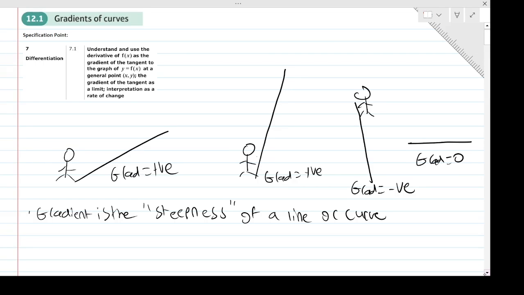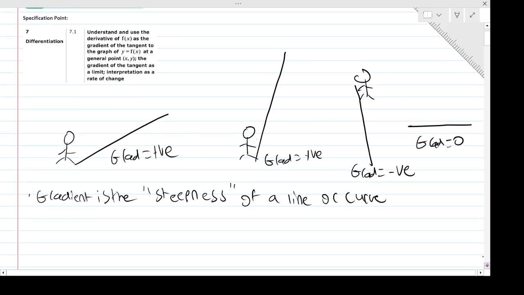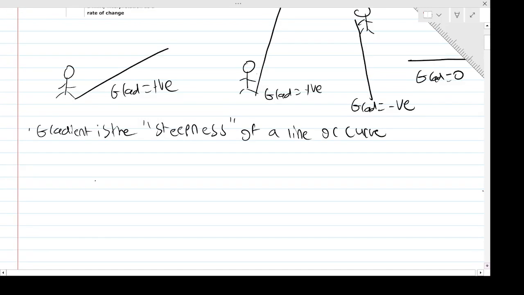And we can also do that with curves, the exact same idea. If we have a quadratic curve like this, and let's say we have a point here, obviously the steepness of the curve changes throughout the curve. So at a particular point, we can find the gradient by drawing a tangent to the curve at that point, which would look something like this, something roughly like that, okay?